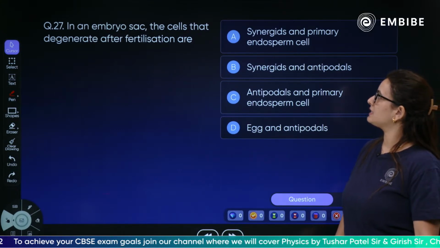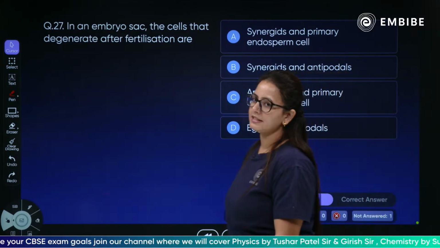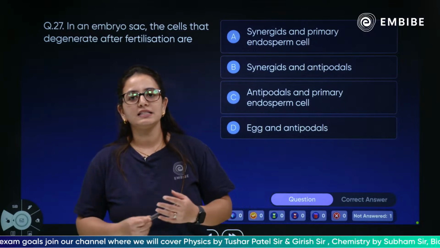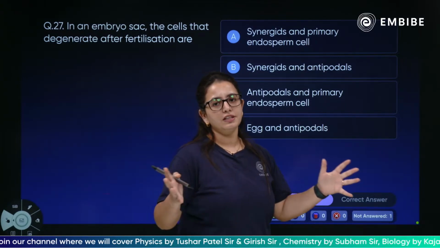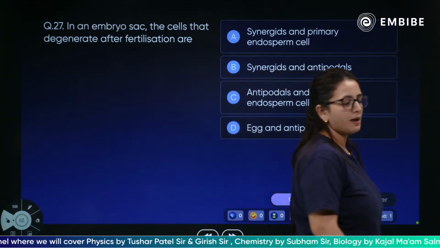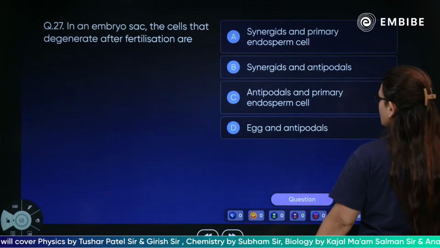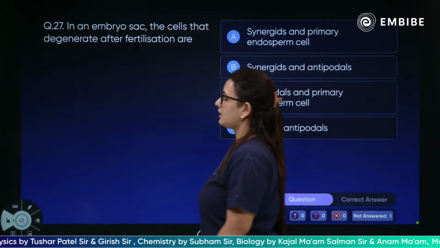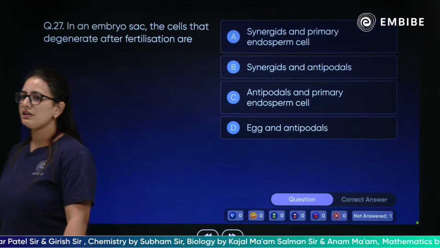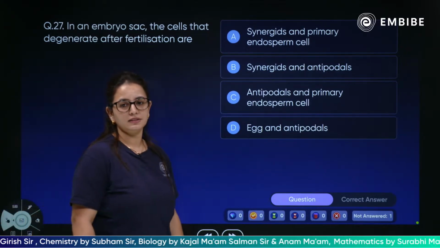In an embryo sac, some cells degenerate after the fertilization. Which are the cells which degenerate after the fertilization in the embryo sac?